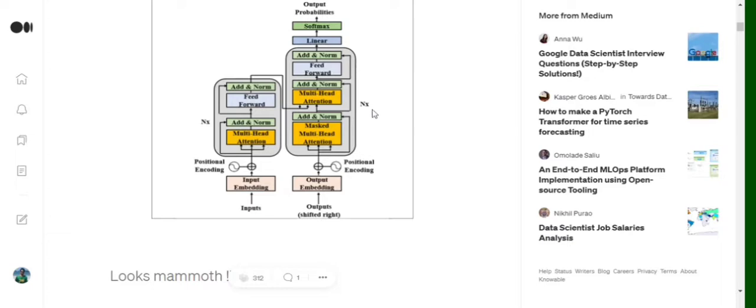Once this block gets repeated n number of times, we get two more layers, that is a linear layer and eventually a softmax layer. So this is a brief about transformers.